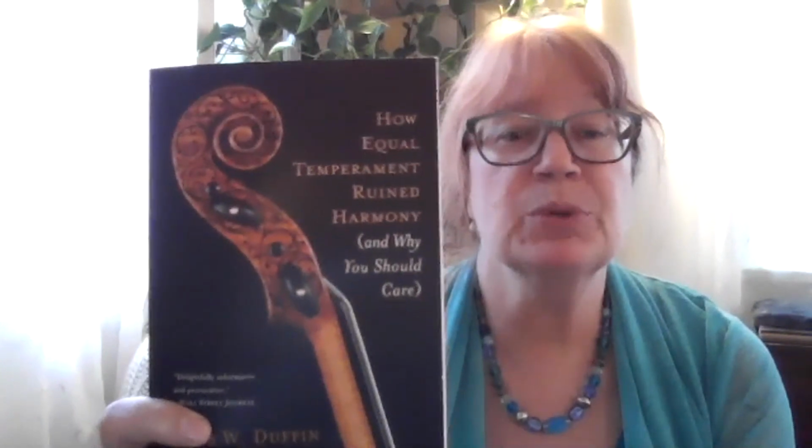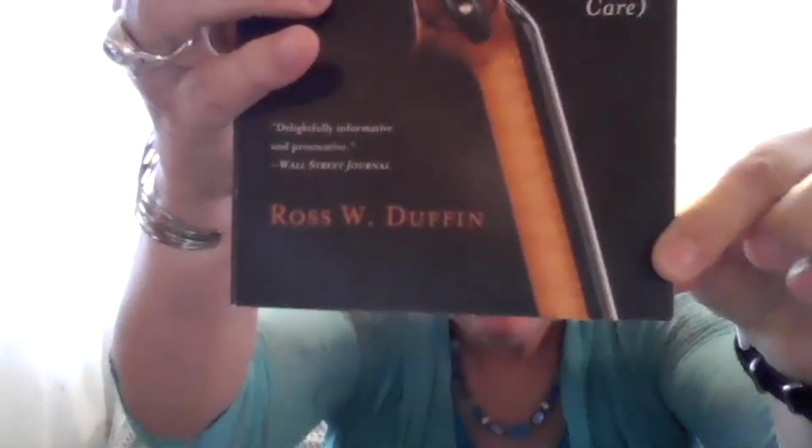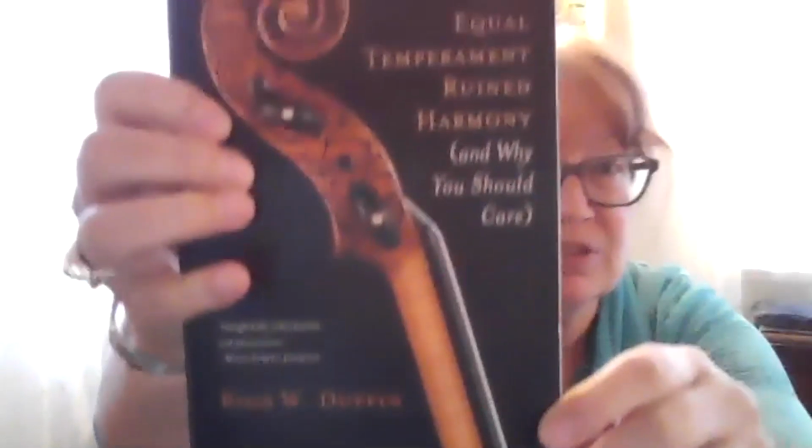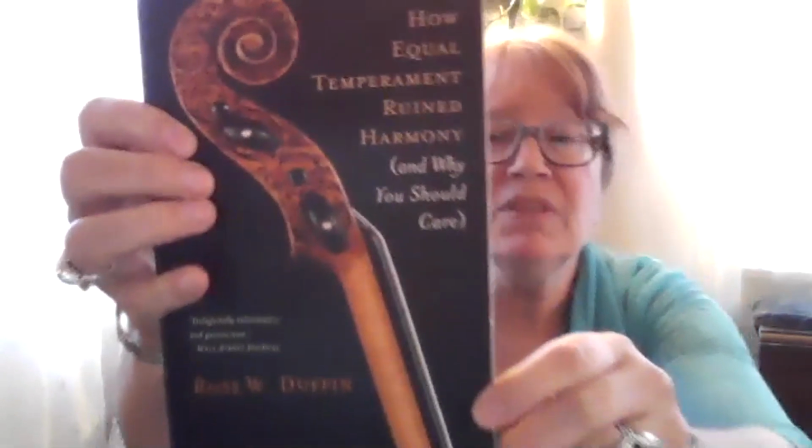As I introduce this, here's a book that was given to me by a friend. It's called How Equal Temperament Ruined Harmony. The author's name is Ross W. Duffin. Maybe you can see that a little bit better. Hopefully, on my screen it's showing backwards, and I'm hoping you're not seeing it that way. This is a very technical book. Ross Duffin is a professor at Case Western Reserve University in the School of Music there. It's very technical, but it's really wonderful as far as going through temperament.